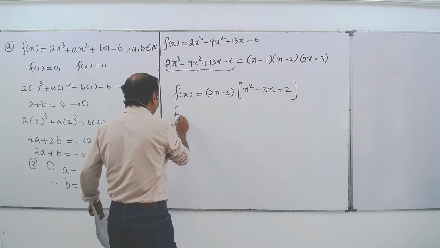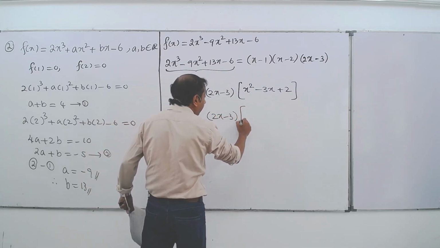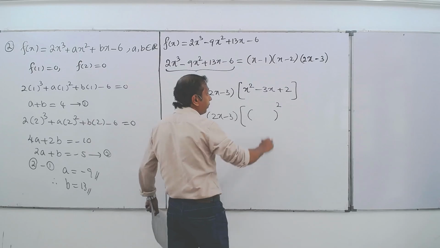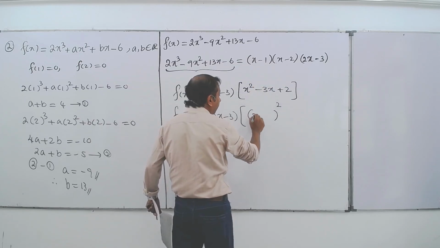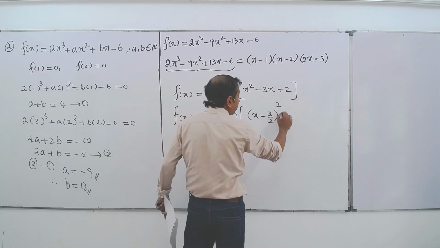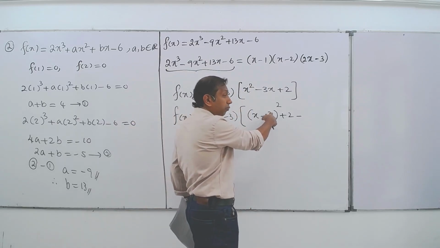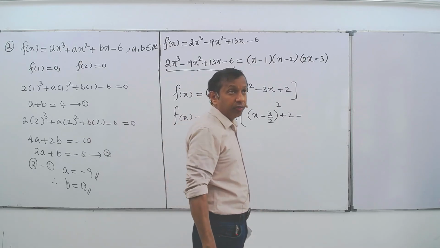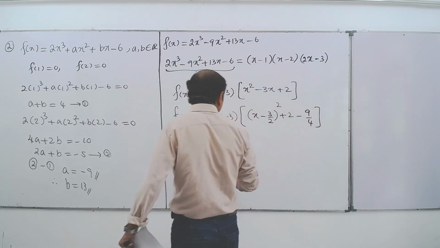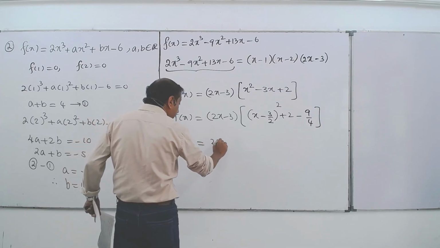Now in fx, 2x minus 3, we complete the square of this. You know the steps in completing the square. From x squared we take only x, the x coefficient we divide by 2. And this plus 2 we write, and finally we subtract the perfect square of the second number in the bracket. 3 by 2 perfect square is 9 by 4. Right.